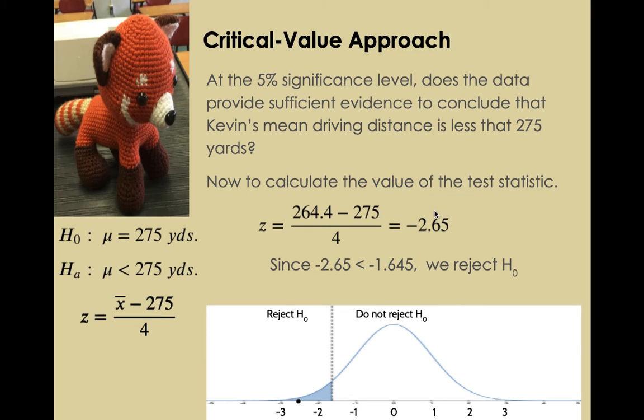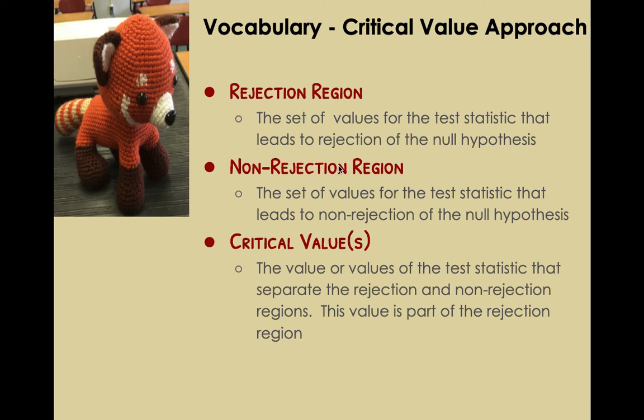Or we're going to say, no, I believe that your mean driving distance is less than 275. You notice, I'm not saying no, the 264 is the mean. We just say it's less than 275. Nothing more than that. We're just saying it's less than that. How much less? That's to be determined. So that's kind of a critical value hypothesis test.